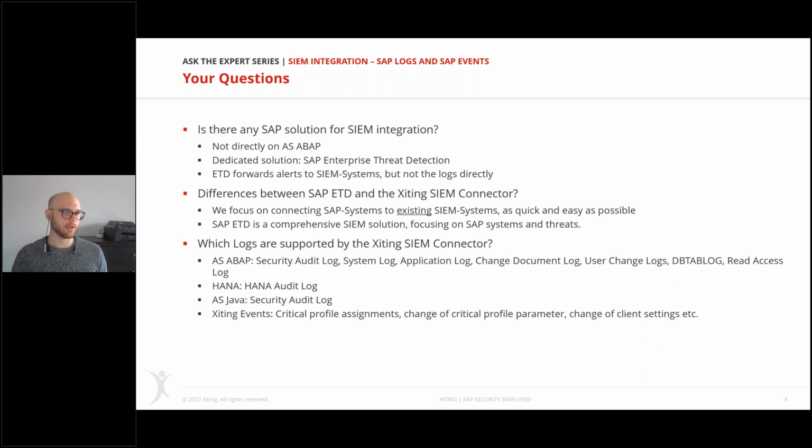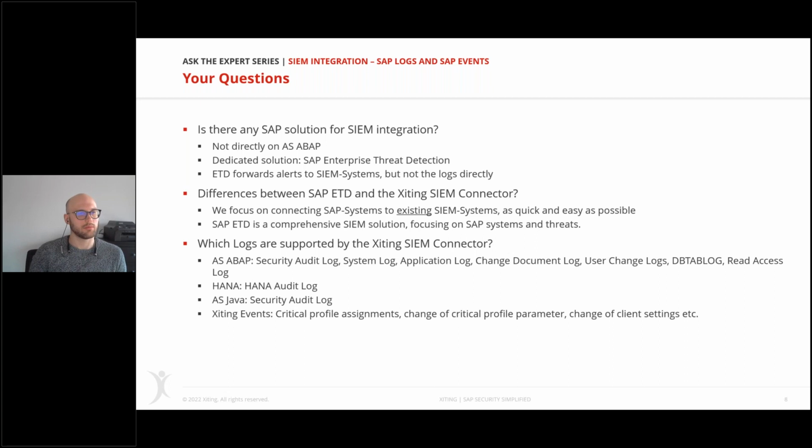Because with ETD, you have, of course, to build up another security operational center, because you have one security operational center which focuses on ETD, and one security operational center which focuses on your SIEM solution which is in place. So those are the differences between those two solutions, which you have to keep in mind when considering how you could solve the requirements from an audit.